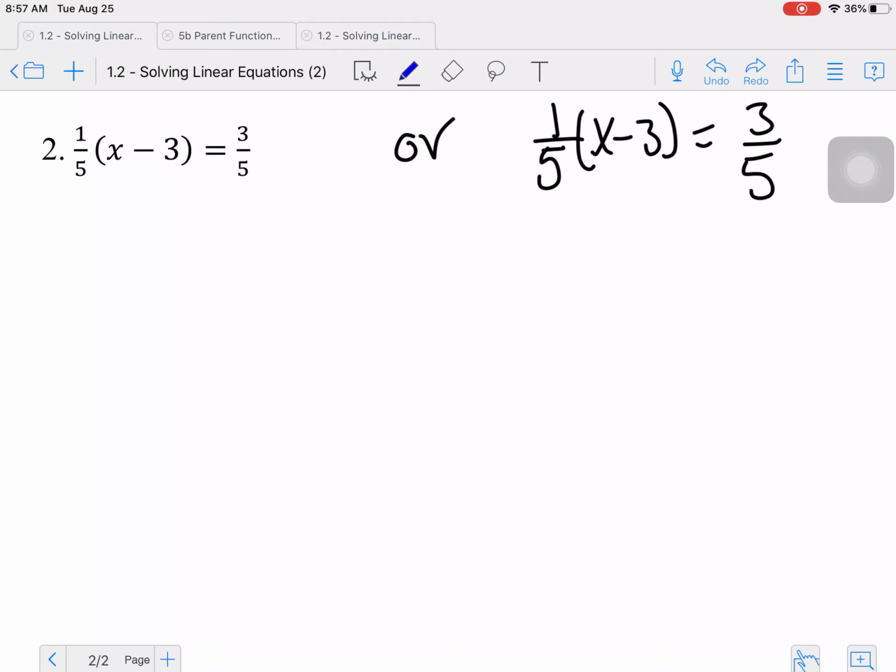Here's what I want you to do. I need to get rid of that 1 over 5, okay? Now, how can I do that? Well, let's try to make it into a 1, all right? How can we make 1 over 5 into a 1? Well, we can either multiply or we can even divide. We're actually going to try both. Let's go ahead and multiply. Actually, let's go ahead and divide 1 over 5 to both sides.